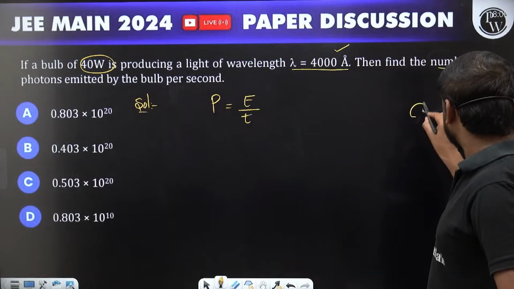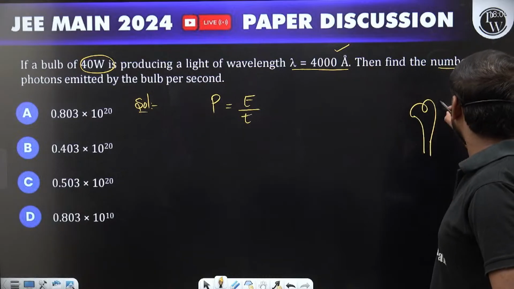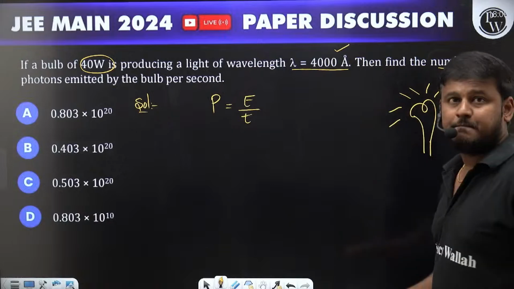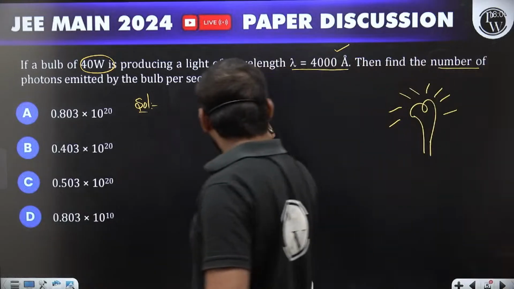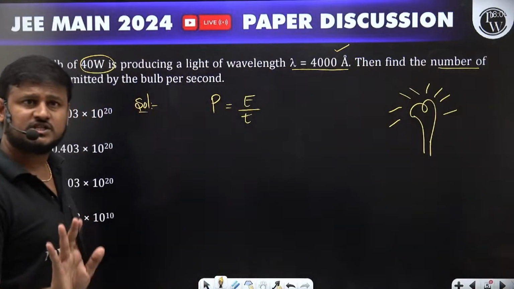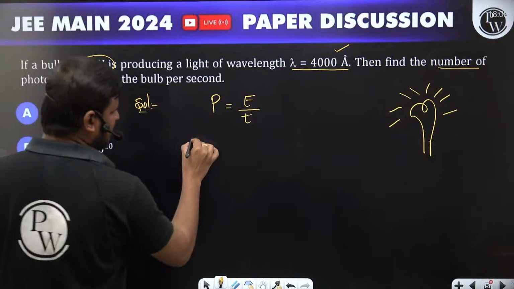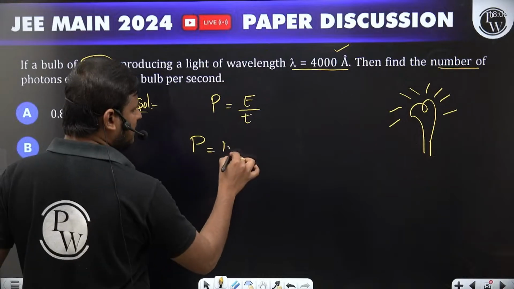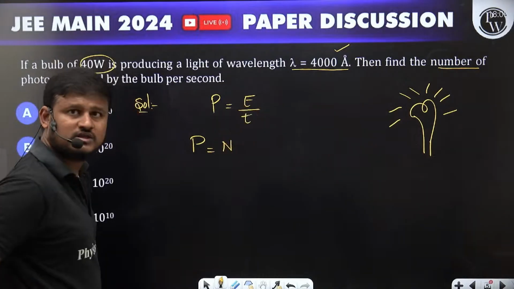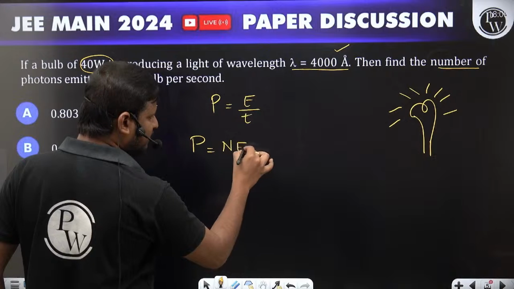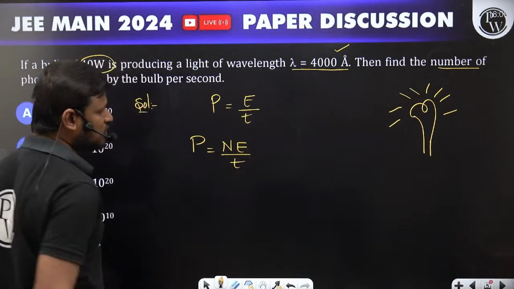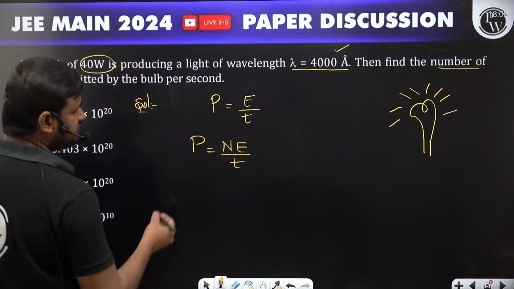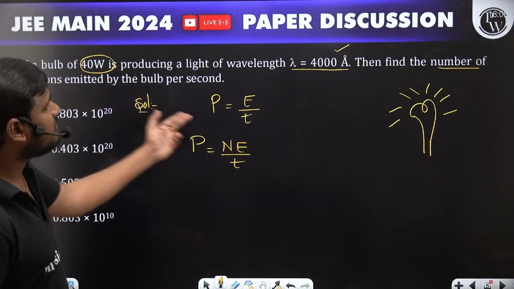Okay, so let's say here this is a bulb. It emits some photons per second. Now the power is equal to energy upon time, the basic information that you know already. So I can write P is equal to, let's say it's emitting some n number of photons, so n into the energy of each photon by T. What is this n? n is the number of photons. Then we need to calculate the n by T value.